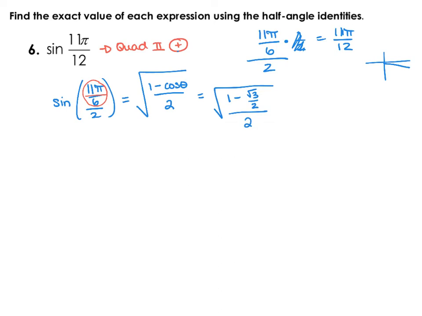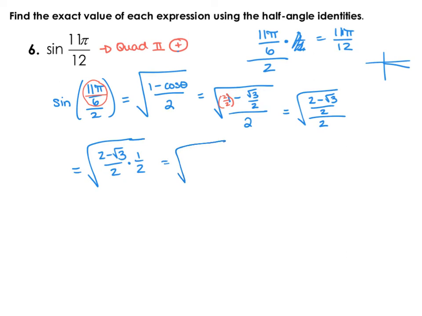Now we just have to rewrite everything so that we can combine it and simplify it. So I'm going to change this 1 here to 2 over 2. That's going to be the same thing, but it allows me to subtract with a common denominator. So now I've got (2 minus the square root of 3) over 2, all over 2. This is the same as the square root of (2 minus the square root of 3) over 2 times 1/2, which is the same as, we're going to multiply those denominators, (2 minus the square root of 3) over 4.